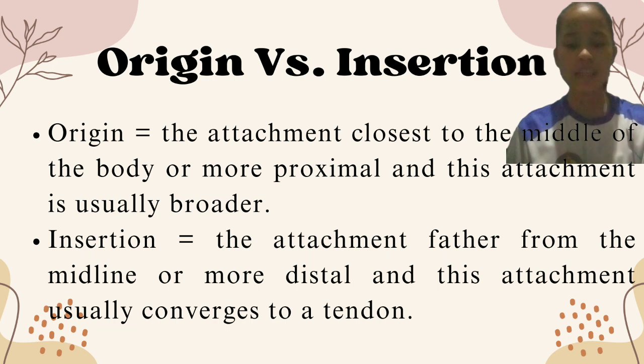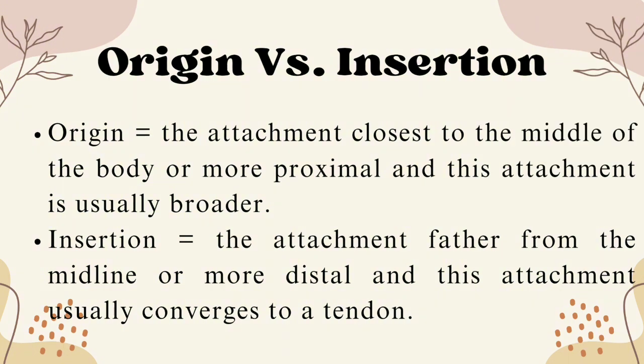Insertion: the insertion of a muscle refers to its attachment point that is farther from the midline, or more distal, farther from the center. The insertion often converges to a tendon, which attaches to a bone, allowing the muscle to exert its force and produce movement when it contracts. For example, in the biceps brachii muscle, the origin is on the scapula, or the shoulder blade, while the insertion is on the radius bone in the forearm.